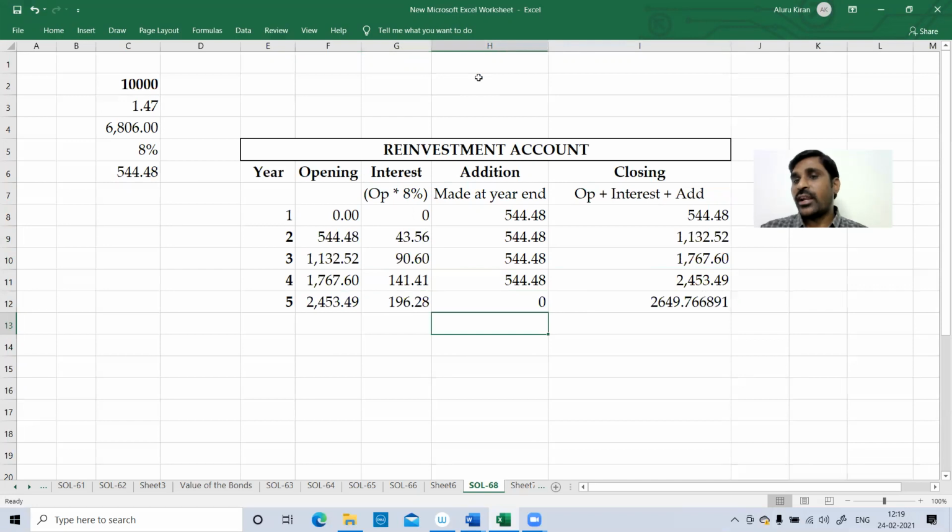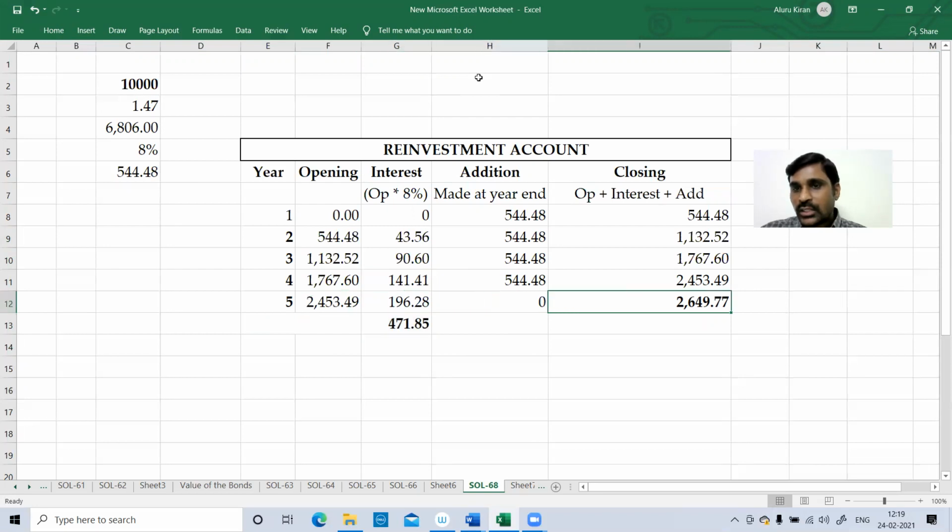This will be 0. 5th year ending, I don't reinvest anything. This is the reinvestment amount. Okay, this is the reinvestment income. So interest or reinvestment income.